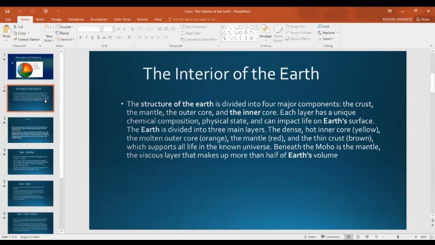The structure of the earth is divided into four major components: the crust, the mantle, the outer core and the inner core. Each layer has a unique chemical composition, physical state, and can impact life on Earth's surface. The Earth is divided into three main layers: the dense, hotter inner core, yellow; the molten outer core, orange; the mantle, red; and the thin crust, brown, which supports all life in the known universe. Beneath the Moho is the mantle, the viscous layer that makes up more than half of the Earth's volume.